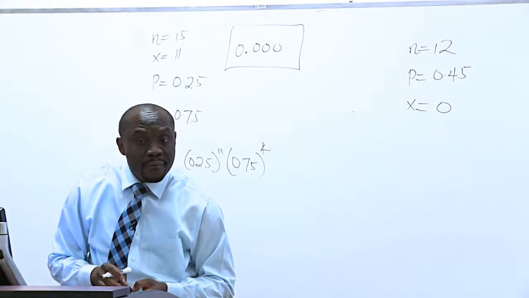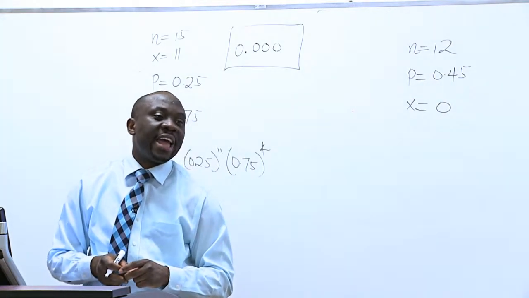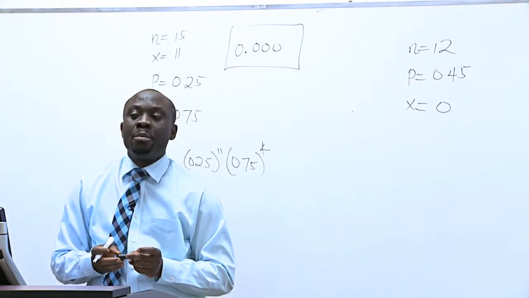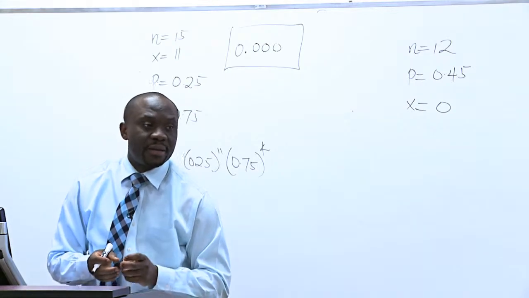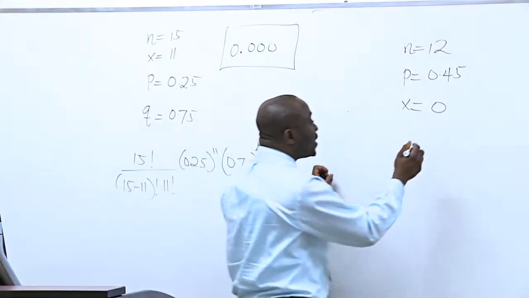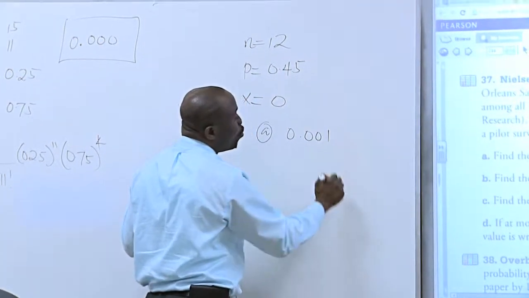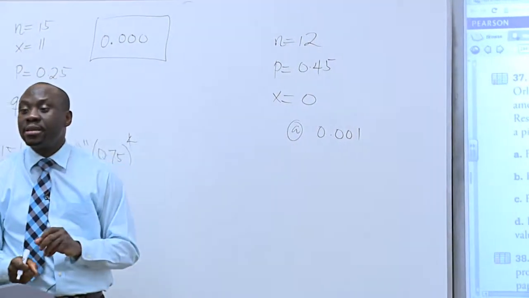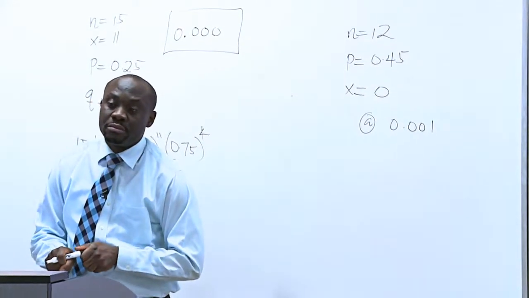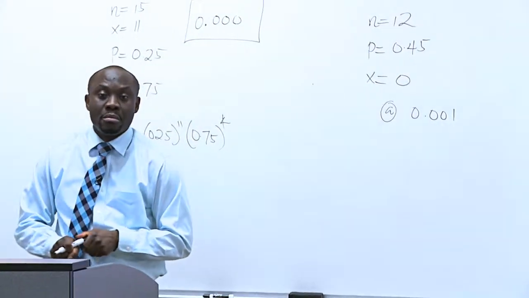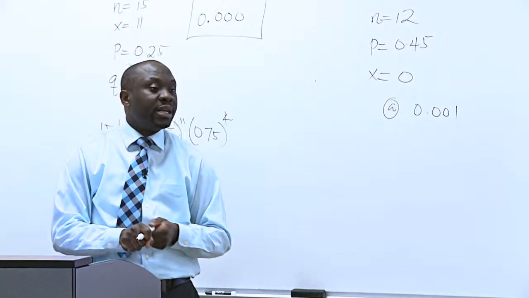And you go to 12. N, X is 0. Probability is 0.5. And the answer is 0.001. And that is the answer. So N is 12. And that is the answer.